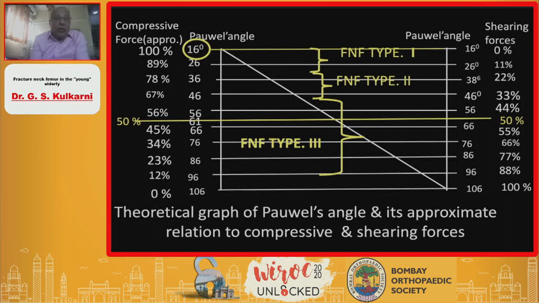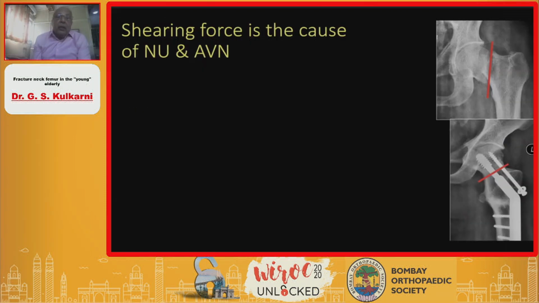Now, put graphically, when there is a 16 degrees Pauwels angle, there is 100% compression and 0% shearing. As opposed to that, when there is 106 degrees, there is 0 compression and 100% shearing. In between, there is a combination of the two. At 61 degrees of Pauwels angle, there is 50% compressive force and 50% shearing force. Shearing force is the cause of non-union and AVN.